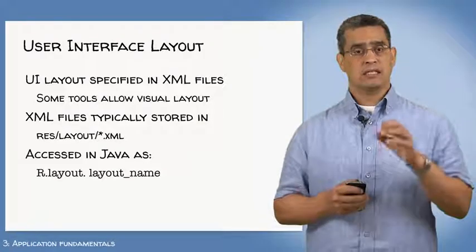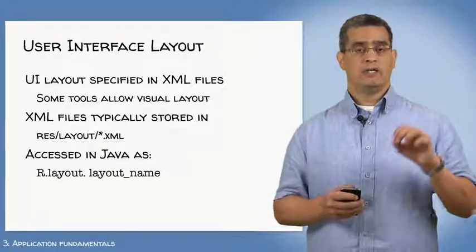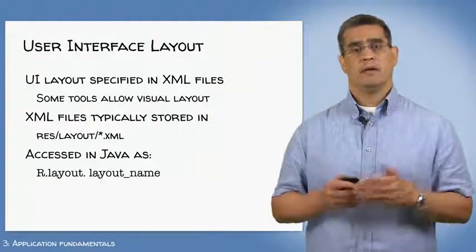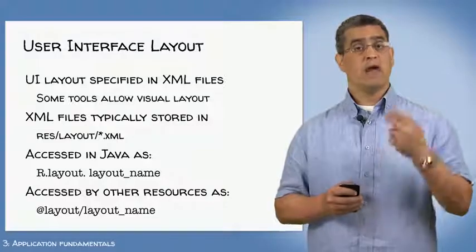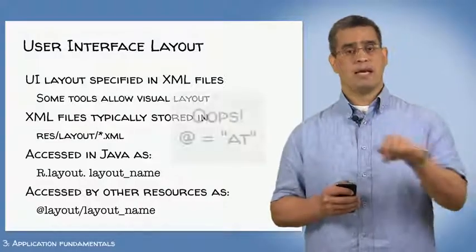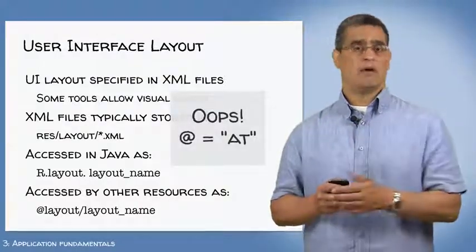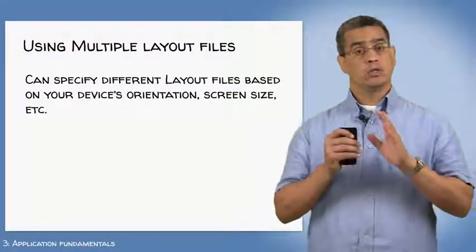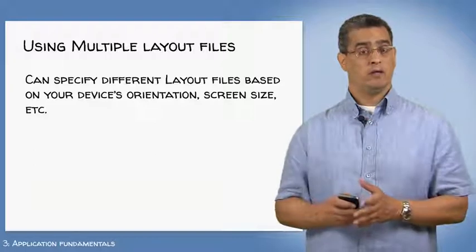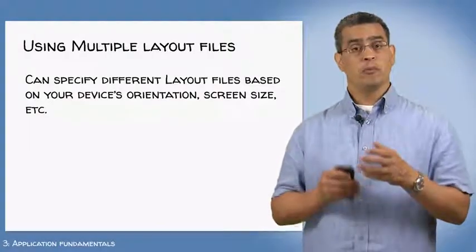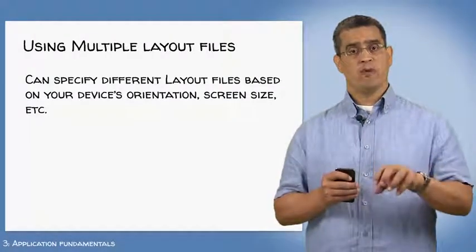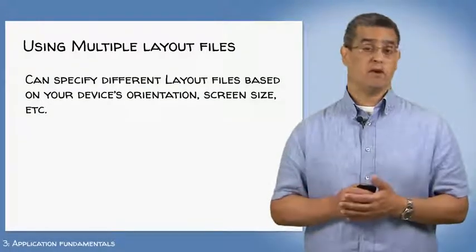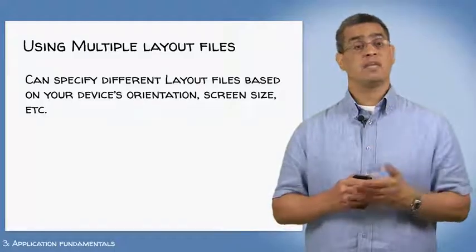And you can access the layout in Java as R.layout.layoutName. And you can access that layout in other resource files as @layout/layoutName. Now, just like string files, whose use depends on your default language, Android allows you to create multiple layout files, and then Android can choose from those files at runtime based on your device's configuration. Let's look at an example of that.